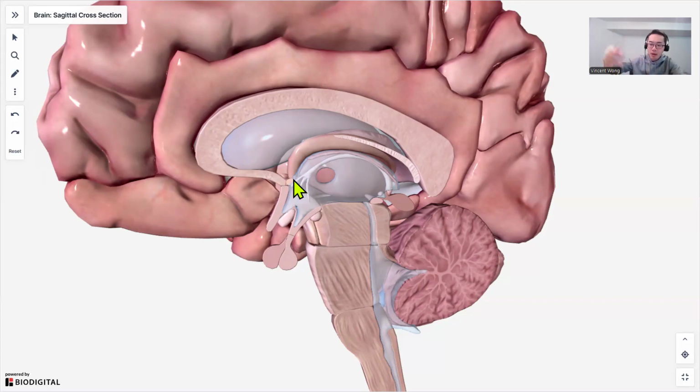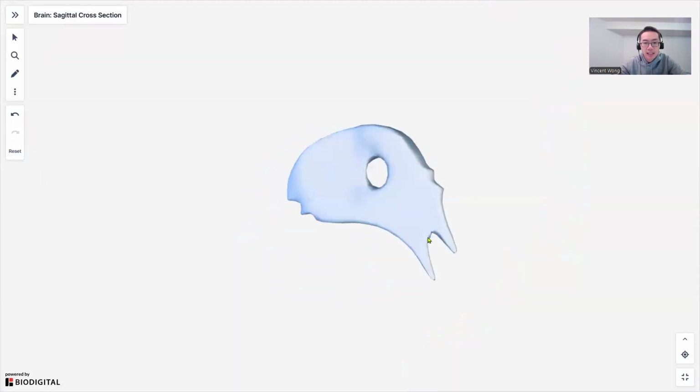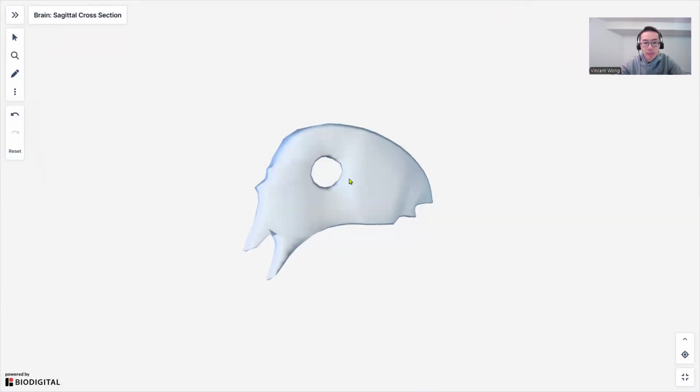Again, I'm assuming you have the sheet that we've labeled next to you, so you can refer to it as I explain. The interventricular foramen is going to connect the lateral ventricle to the third ventricle, which is right here. Let me isolate that for you. You can see it's like that. There's a little hole in the middle of the lateral ventricle.